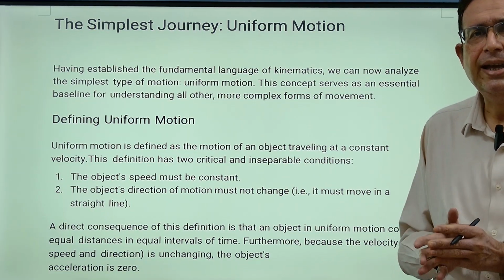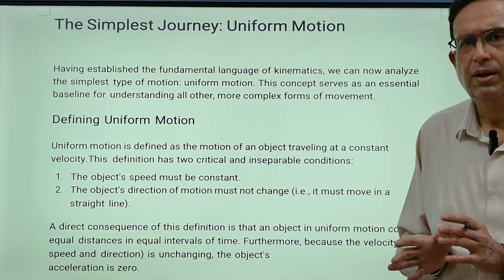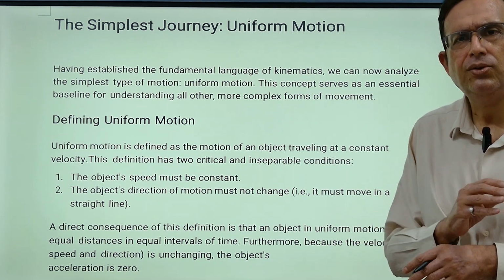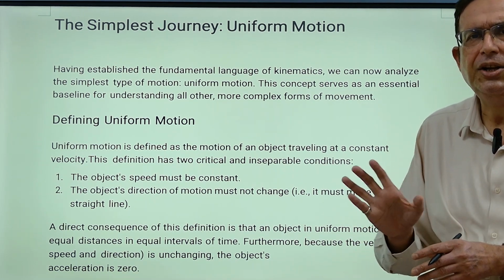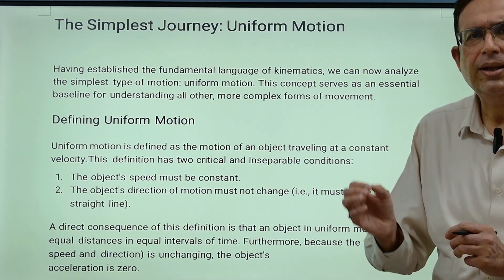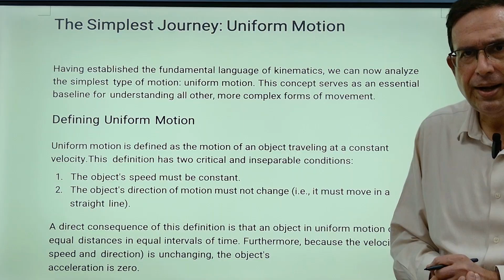So it is the first and the simplest kind of motion. In that case, the acceleration is zero, because neither the direction nor the magnitude is changing. The velocity's direction and magnitude are unchanging. So in that case, the acceleration is zero. And that is the simplest uniform motion in one dimension.